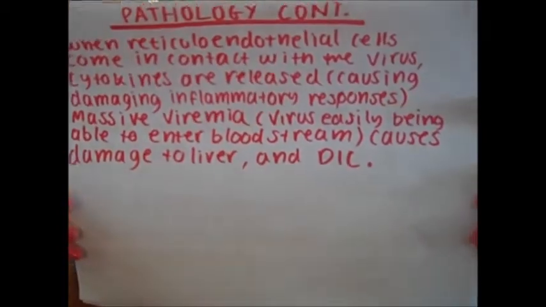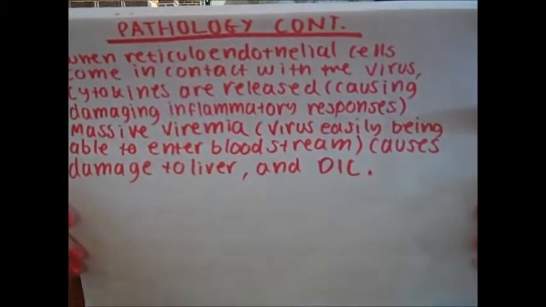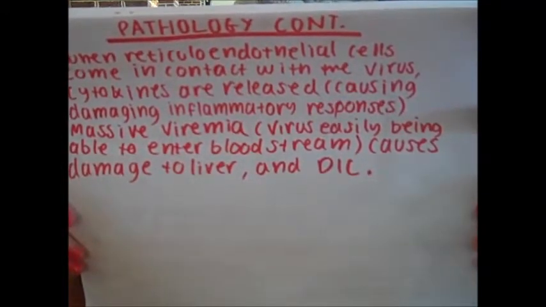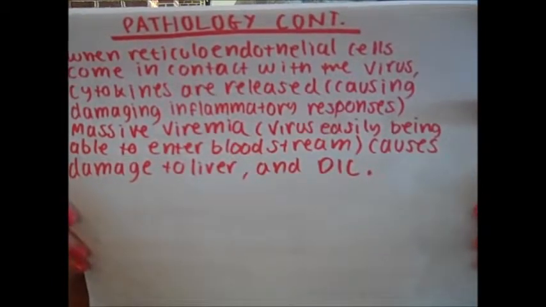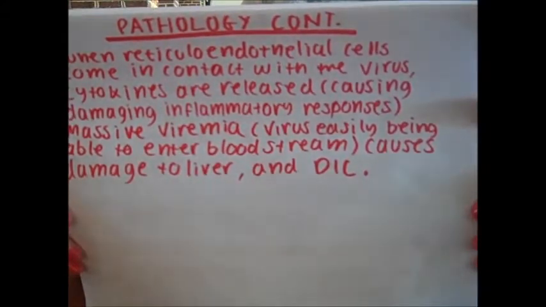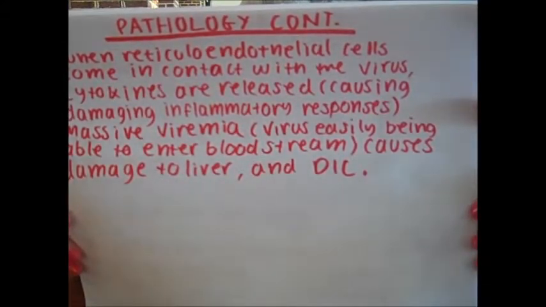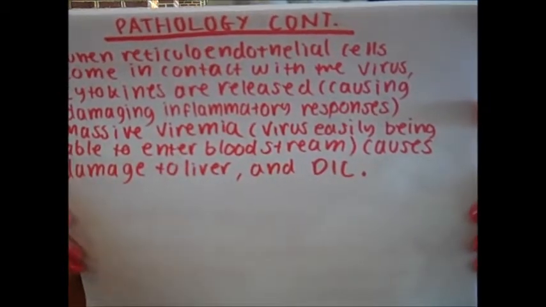When phagocytic cells involved in the body's immune response come in contact with the virus, cytokines are released, causing harmful inflammation. Disseminated intravascular coagulopathy, which is overactive blood clotting, can develop due to massive viremia, which is easy viral access to the bloodstream, and damage to the liver.